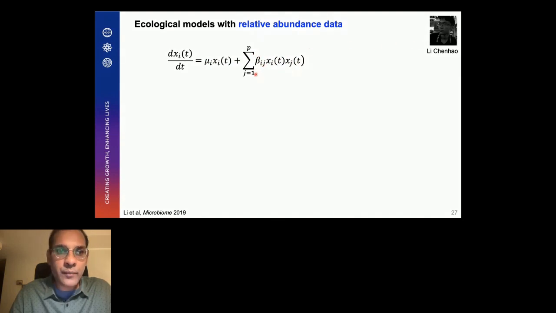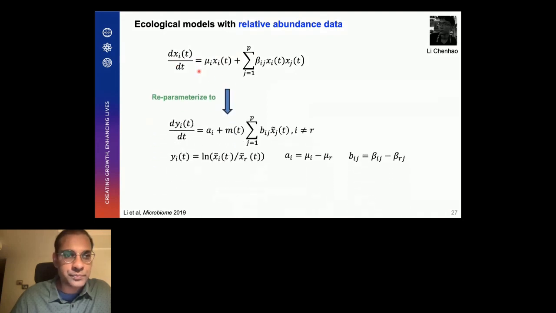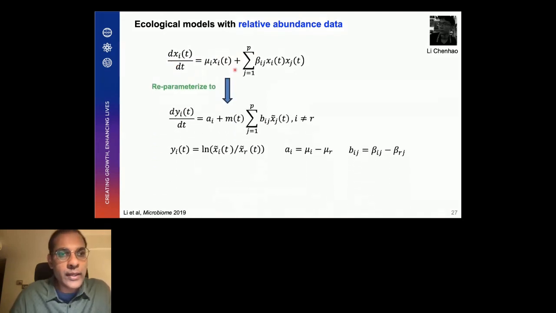Taking this model, we note that these models classically were defined to work with absolute abundance data, or absolute density data. In fact, when you think of metagenomics, what we have is relative abundance data. So we can't directly fit these models. But instead, what we came up with, and this is work from Li Chen Hao, who was a graduate student in my lab and is currently at the Broad Institute, is that we can actually reparameterize this equation.